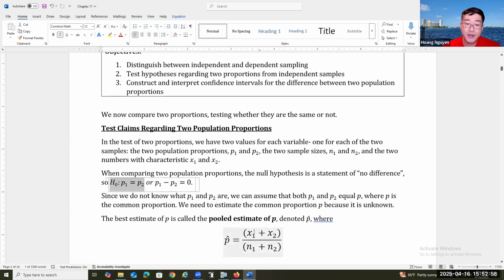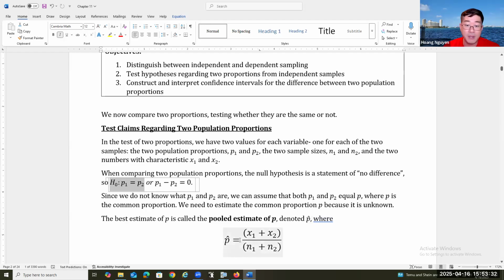Since we do not know what p1 and p2 are, we can assume that both p1 and p2 are equal to some variable p, where p is a common proportion. So we're going to introduce another variable, a common proportion. We need to estimate the common proportion p because it is unknown. How are we going to estimate it? The best estimate for the common proportion p is called the pooled estimate of p, denoted by p hat.